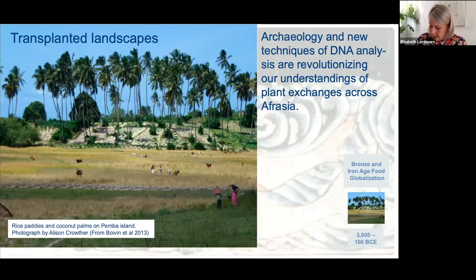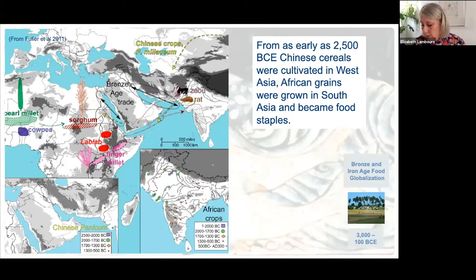And we're beginning to realise that many agricultural landscapes, such as the one that you can see on this slide, a view of rice paddies and coconuts on Pemba Island in East Africa, are the result really of very complex interactions in multiple directions over a very long time. So we now know from as early as 2500 BCE, Chinese cereals are entering West Asia and being cultivated. They're found in contexts that should suggest purposeful cultivation as a food crop. And similarly, a huge range of very important millets, sorghums, are moving from Africa into South Asia, as you can see in the small inset map on the right.